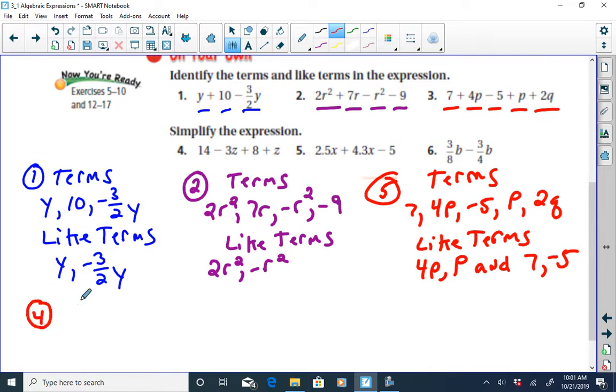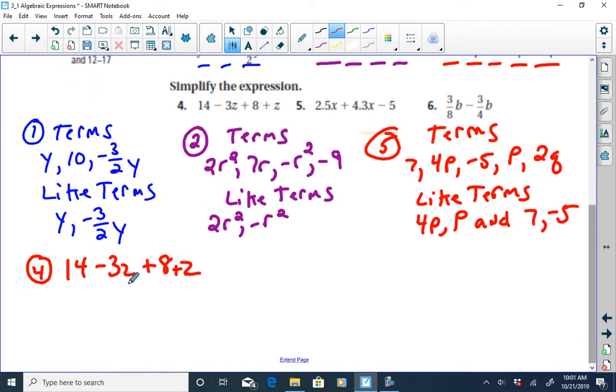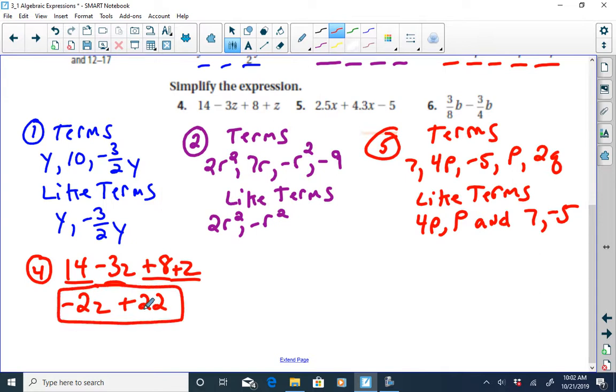Let's try problem 4. Problem 4, we want to simplify the expression. To simplify the expression, first write it. So we have 14 minus 3z plus 8 plus z, 1z. To simplify an expression, we combine the like terms. Well, my like terms are -3z plus 1z. That's going to be -2z. Then we also have 14 and +8. It's going to be 22. So my simplified expression would be -2z plus 22.